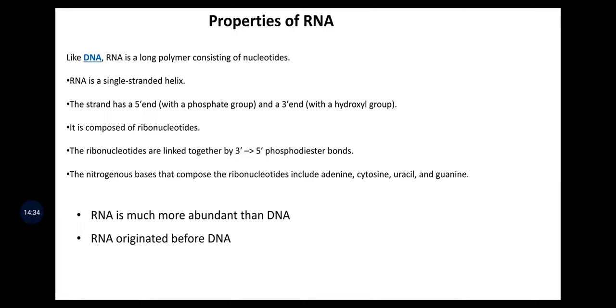Here, the two important things you need to remember are, RNA is much more abundant than DNA, because it plays many functions like genetic function, non-genetic function, coding function, non-coding function, but DNA always plays a role in transcription as well as in replication, or it acts as a genetic material, that's all. And one more thing is RNA originated before DNA. This was experimentally proved and concluded by many scientists.